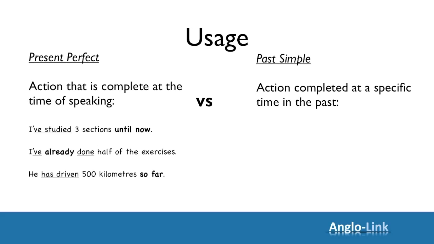If we add the when element, if we specify the time in the past, the tense changes to past simple. Let's watch the change. I studied 3 sections last night. Let's look at the second example. I've already done half of the exercises. Let's add a specific time in the past. And the verb changes to I did half of the exercises before lunch.